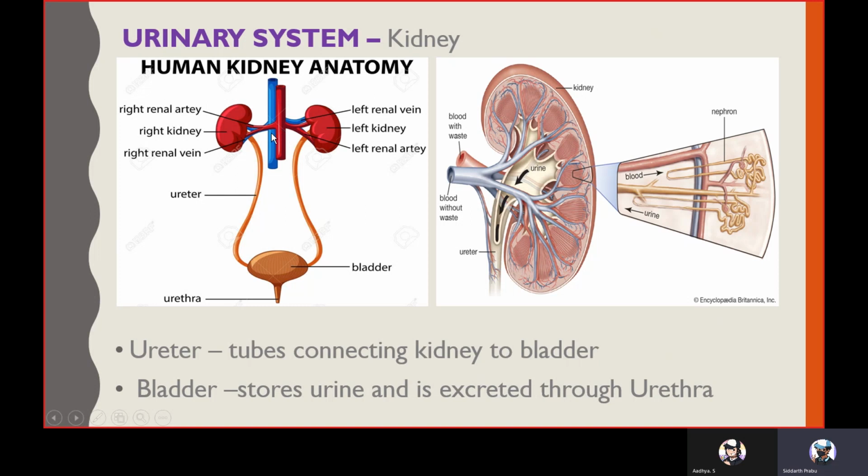It consists of the right renal artery, right kidney, right renal vein, and the left renal vein, left kidney, left renal artery. It consists of a ureter through which the waste goes to the bladder and then is removed through the urethra. Ureters are the tubes connecting the kidney to the bladder. The bladder is the part in which urine is stored and is excreted through the urethra.